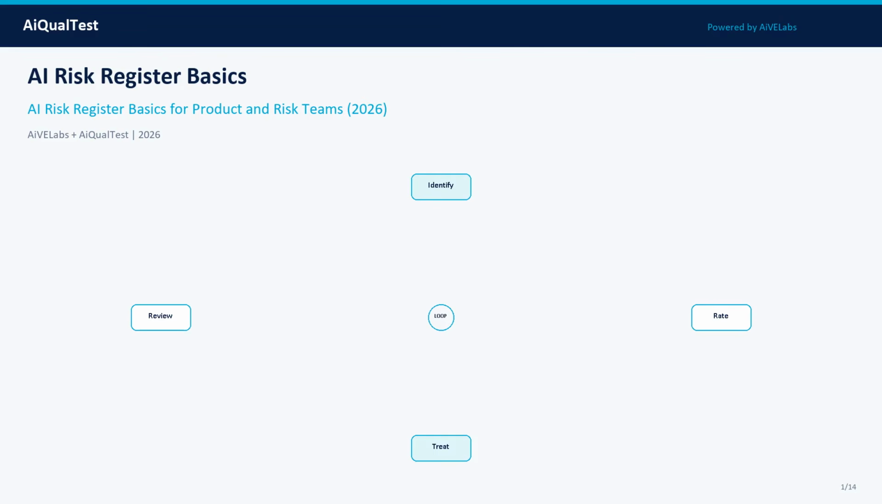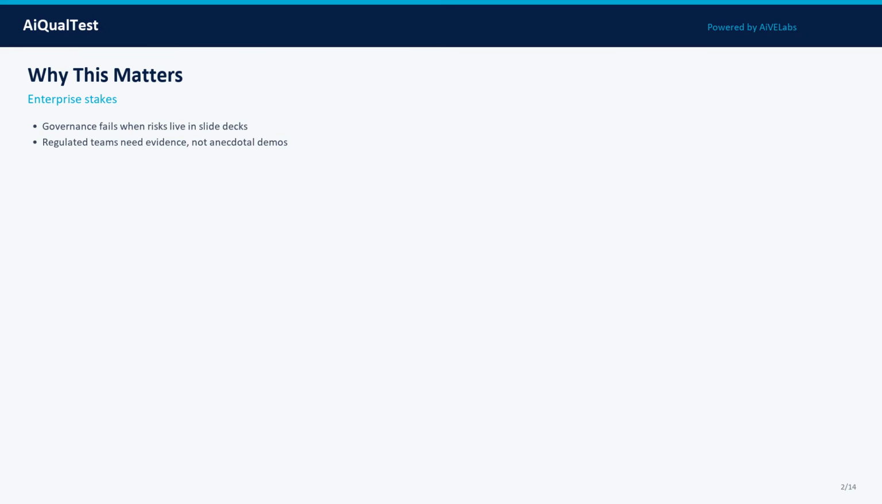An AI risk register turns vague worries into tracked items with owners, treatments, and residual risk. This AiQualtest episode gives product, engineering, risk, and quality teams a practical, vendor-neutral playbook for AI risk register basics in 2026. Use a simple operating loop: identify, rate, treat, and review. That loop keeps conversations concrete when stakeholders disagree about quality or risk.